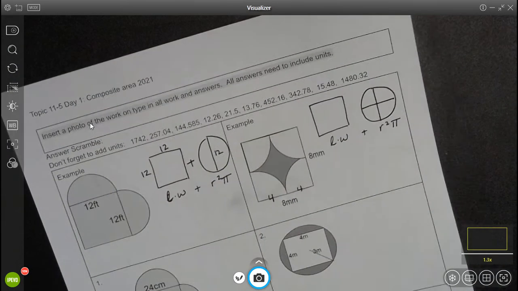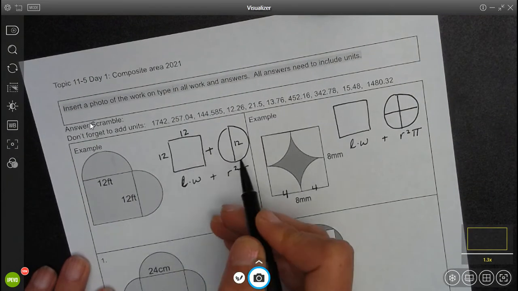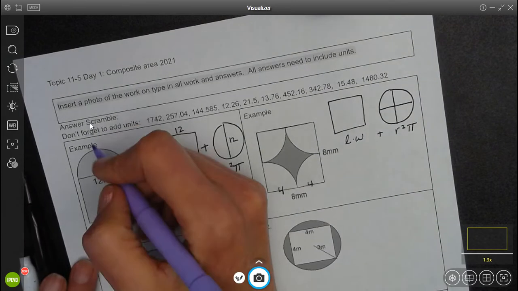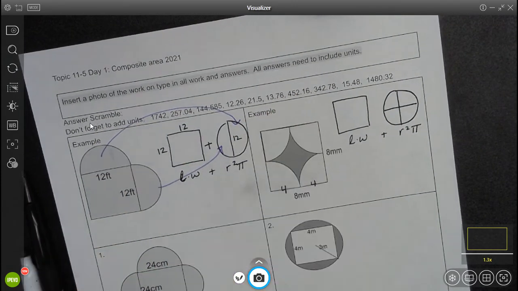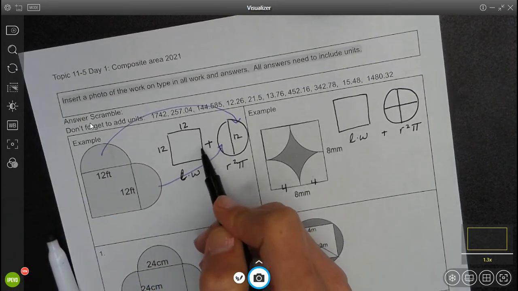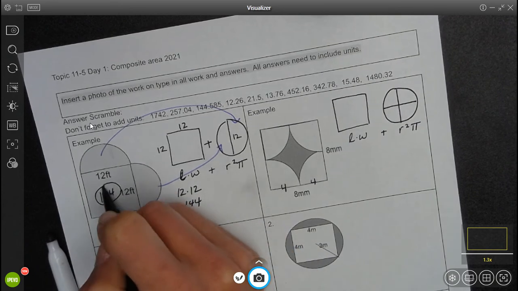Okay. This heart shape is really just a square and a circle combined. This right here and this right here combine to form a whole circle, and they are next to each other. When they're next to each other, I would add their areas. So this is 12 times 12, which is 144 for this area.